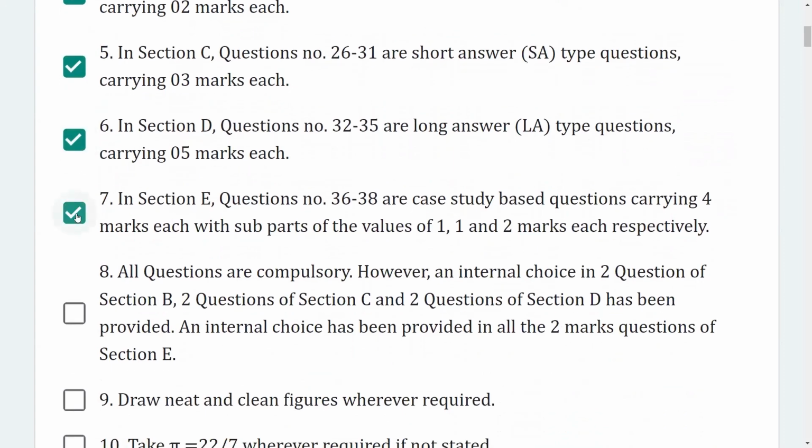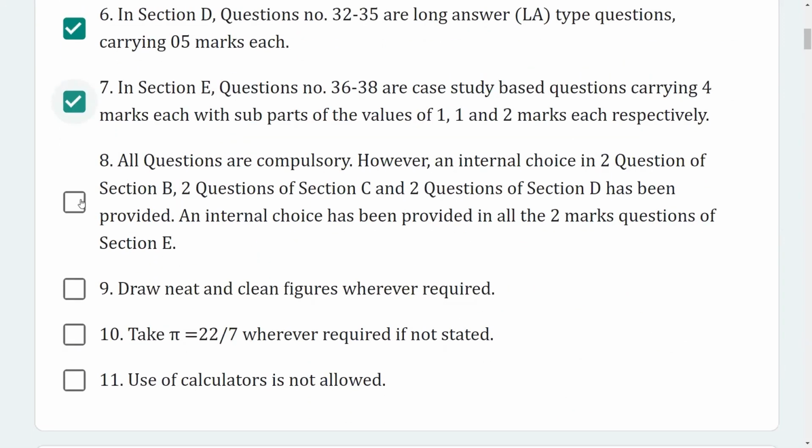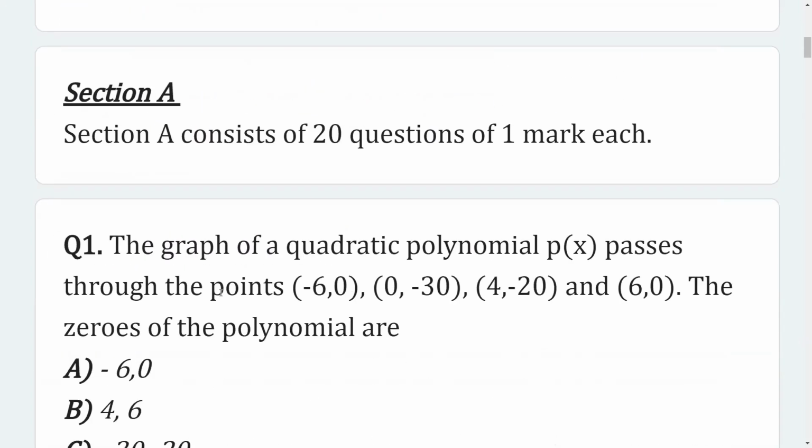Section E is case-based questions, 3 of them, with subparts of 1 and 2 marks. We also have internal choices between some of the questions. We should take the value of pi as 22 upon 7, and no calculator is allowed. Let's begin.